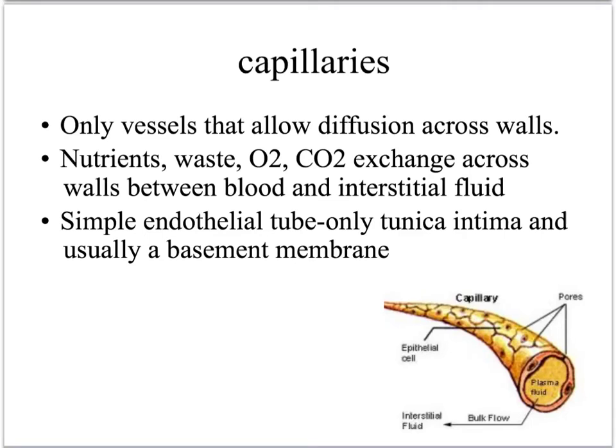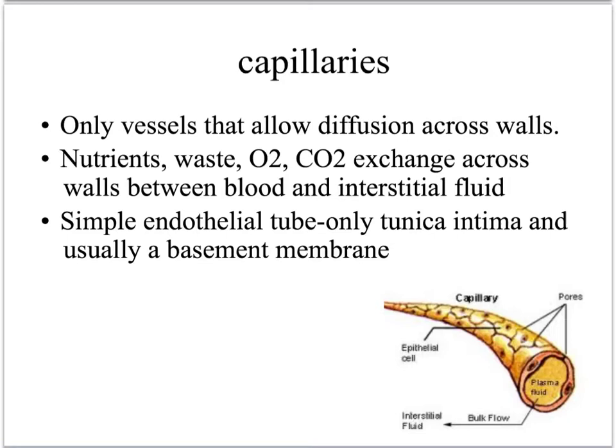Okay, leaving the artery discussion, let's talk a little bit about capillaries. This is very important that you understand this. Capillaries are the only vessel type that's going to allow significant transfer of substances across the walls of the vessel. So these are known as the exchange vessels. There's no tunica externa, there's no tunica media, there's simply the tunica intima and a basement membrane.